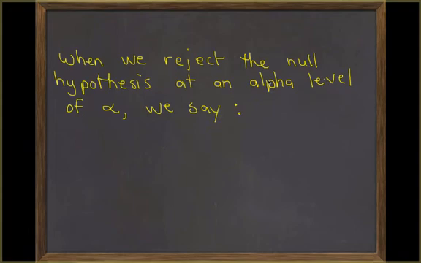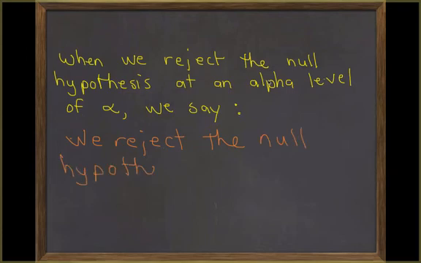When we reject the null hypothesis at an alpha level of alpha, we say we reject the null hypothesis at the alpha level of significance.